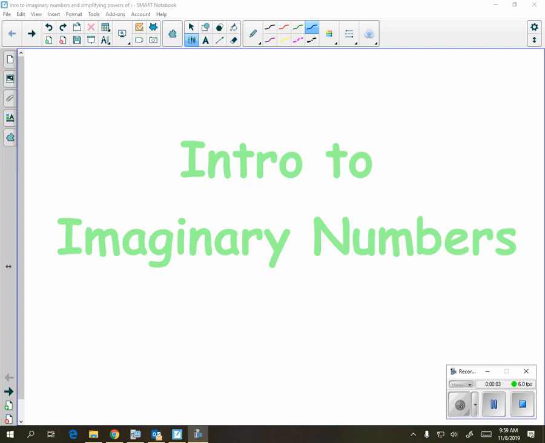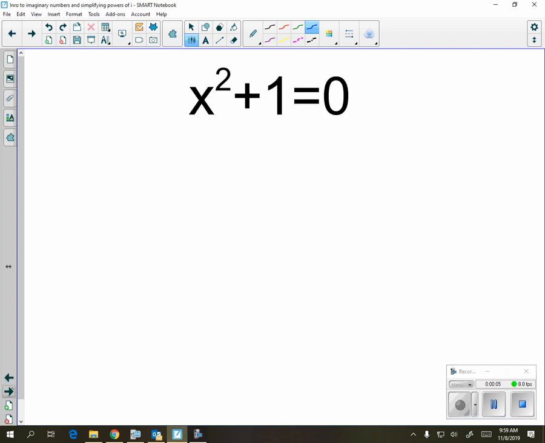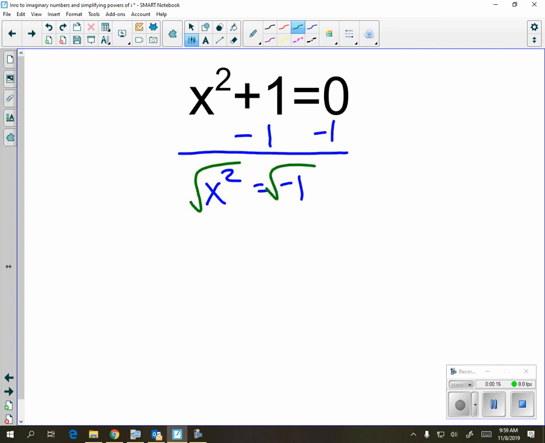Welcome to Intro to Imaginary Numbers. Let's start off with a basic example. In order to solve this, you would subtract 1 from both sides. And then, to get rid of the exponent, you would take the square root. So you get x is equal to plus or minus the square root of -1.